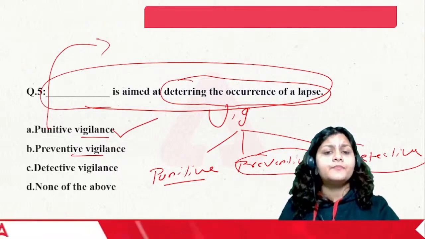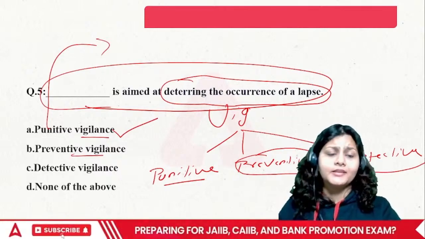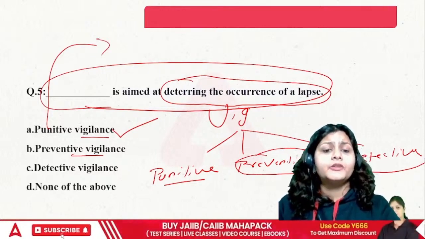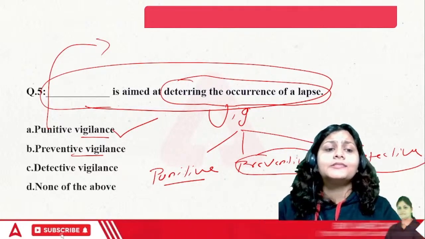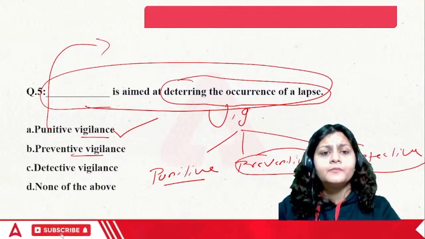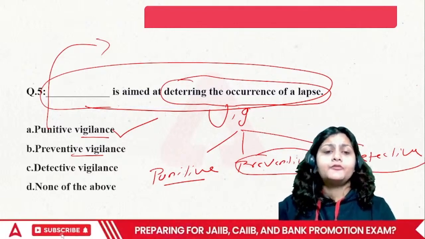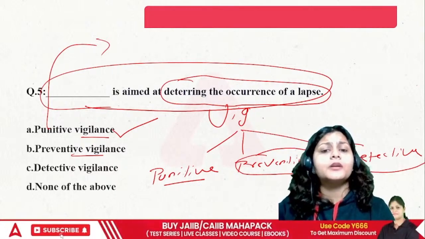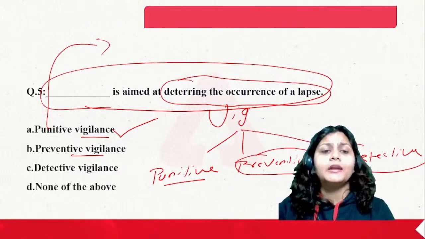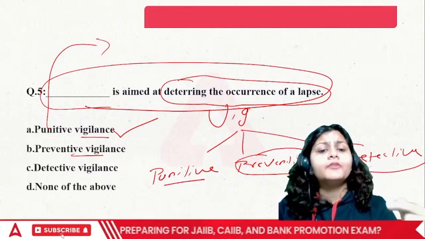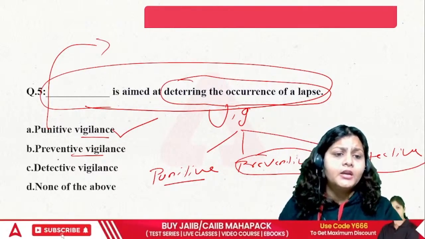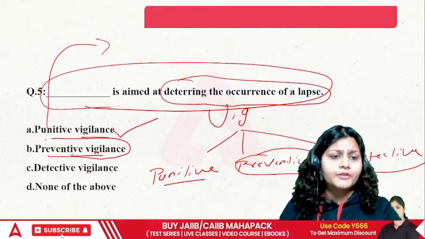Now, what is preventive vigilance? Preventive vigilance means you are trying to reduce the occurrence of lapses. You are trying to make sure the fraud will not occur. That is preventive vigilance. You are trying to prevent the fraud.